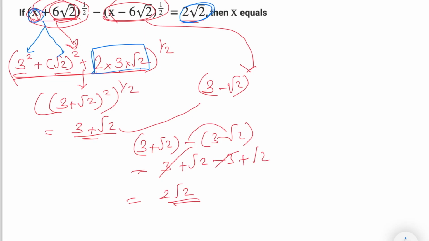The value of x is 3 square plus root 2 square directly. It will be nothing but 9 plus 2, that is 11. And that is the answer to our question. So it is more or less the same thing that we had done previously. We are not substituting or resubstituting. We can directly split the term as a square plus b square plus 2ab and a square plus b square minus 2ab. In this case, directly we'll get x as a square plus b square, which is 11.